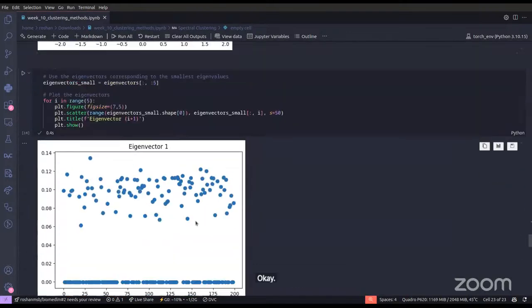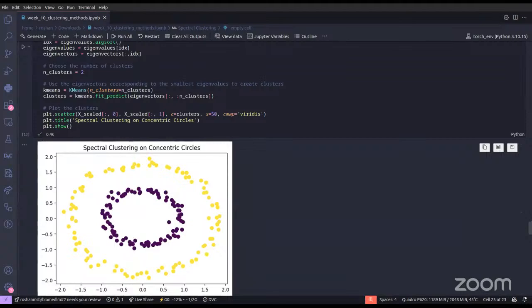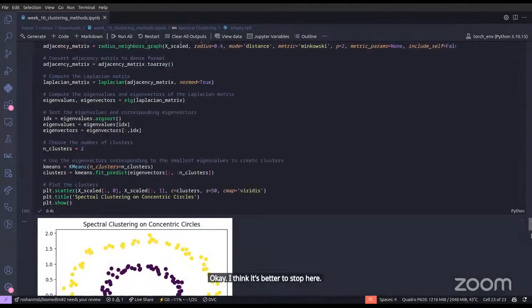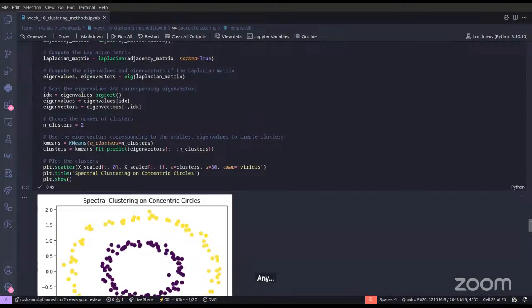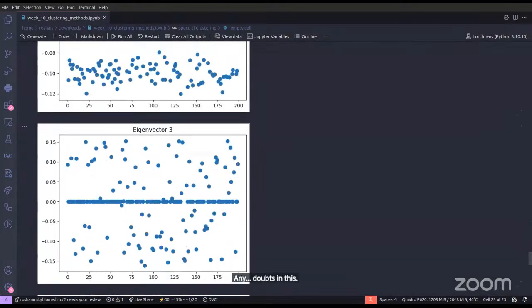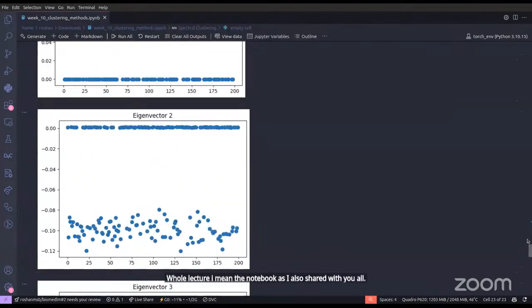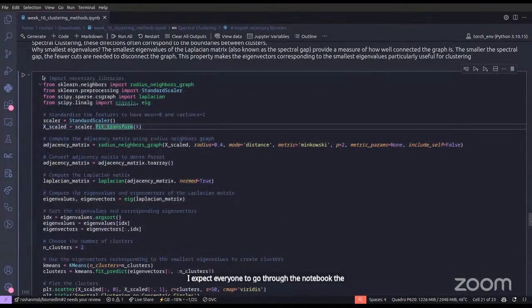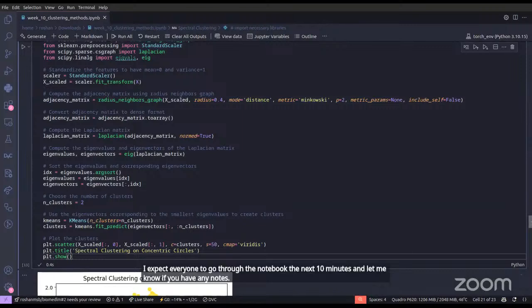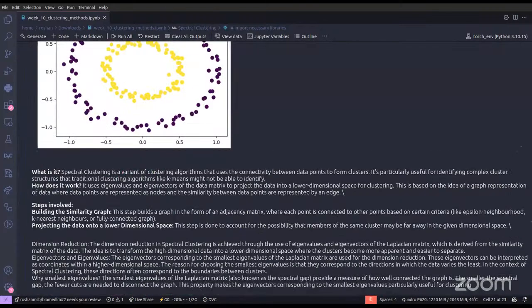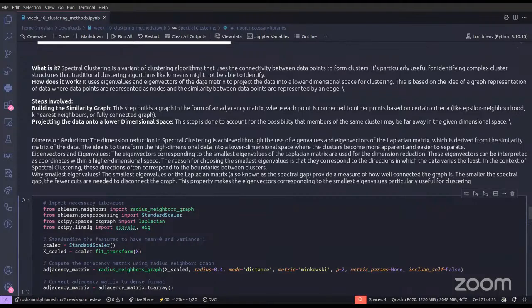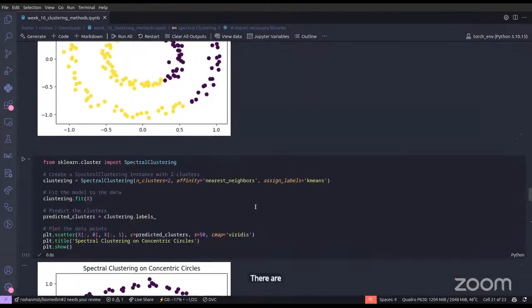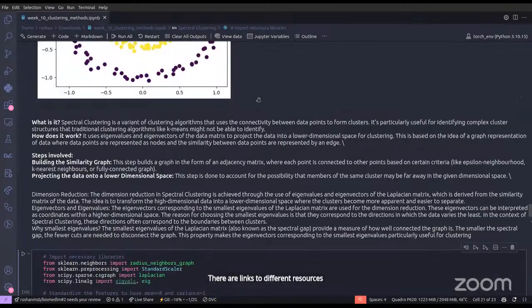Okay. I think it's better to stop here. Any doubts in this whole lecture? I mean, the notebook is also shared with you all. I expect everyone to go through the notebook in the next 10 minutes and let me know if you have any doubts. There are links to different resources. There is a description also given in the notebook. You can take a look. Okay.